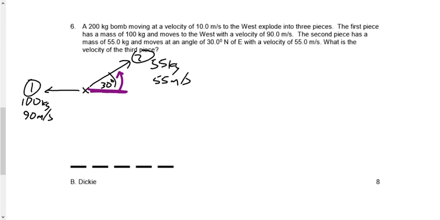The third piece, we don't know exactly where the third piece goes, but we're going to guess down here somewhere. Okay, its mass here is what? 200 minus 100 minus 55. Going to be 45 kilograms. Is that right? That's what we're trying to find.